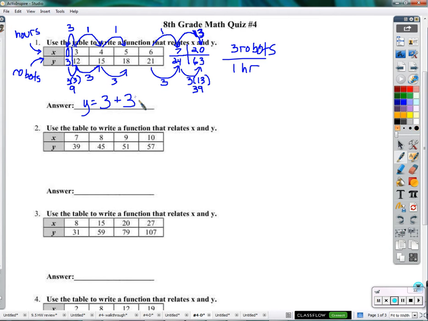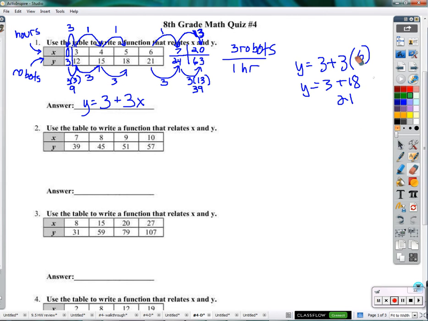So it looks like all I have to do is plug in the number of hours, right? And X represents the number of hours. So this should work for any number, and we could test it. If you're ever wondering if your formula works, try it and see if it works. So 3 plus 3 times, let's try 6, right? Y equals 3 plus 3 times 6 is 18.